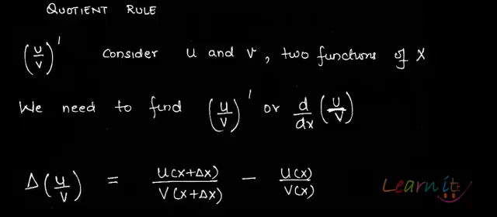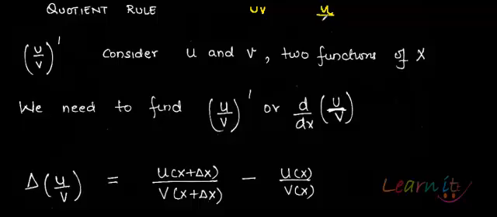Having spoken about the product rule, now let's come down to the quotient rule. Let's try to figure out exactly how the quotient rule that we keep on using is derived. When we were talking about the product, we were talking about the product of two functions of the same variable. Now we will talk about the quotient.